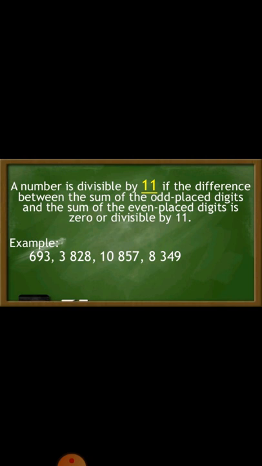For 693, first of all we add the odd places, that is 6 and 3. 6 plus 3 is equal to 9. And the sum of the even place, if we check the even place, its number is 9. In this example, first we add 6 and 3. 6 plus 3 is equal to 9. Then we check their difference, which is equal to 0. So we can say that 693 is divisible by 11, and so on.